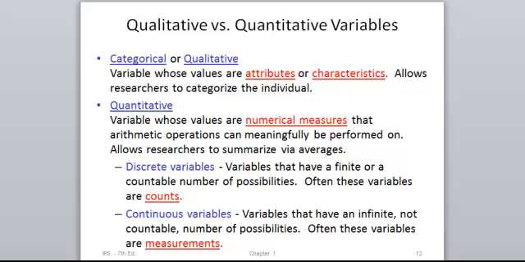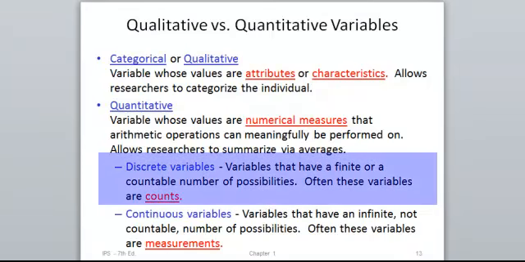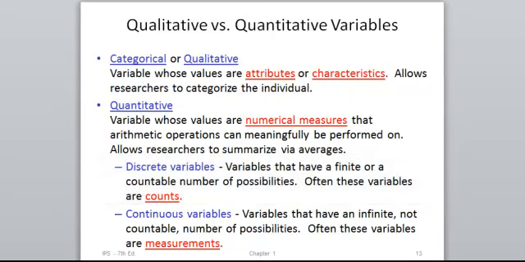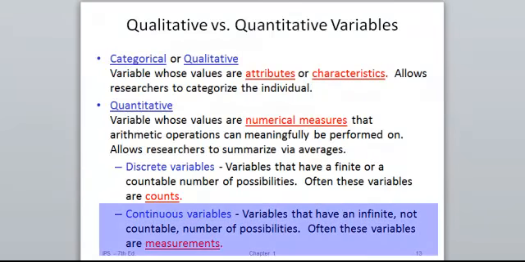Now, there are 2 different types of quantitative variables. You have discrete variables and continuous variables. Discrete variables, well, they're variables that have a finite or a countable number of possibilities. Often these variables are counts of things, so you can count 1, 2, 3, 4, 5. The continuous variables have an infinite, not countable number of possibilities. Often these variables are measurements or ranges of values.